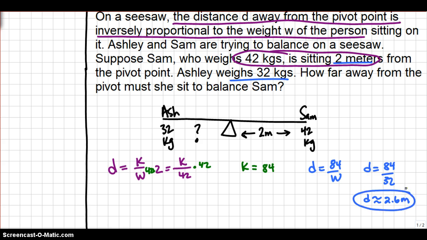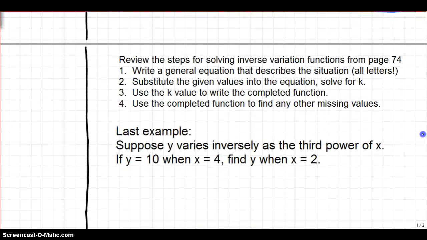As always, students should pay attention to what the question asks you to round to. If they don't specify, you can round to whatever you choose. And the answer that we got makes sense. Sam weighs more than her, so she should sit further away from the pivot point in order to equally balance him. Let's try one more question.